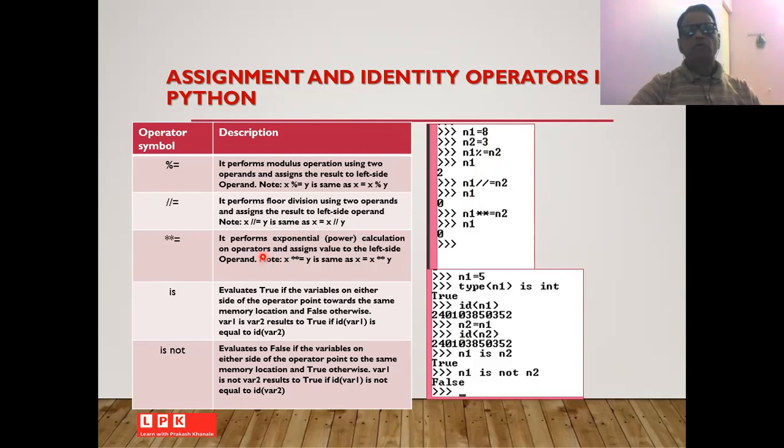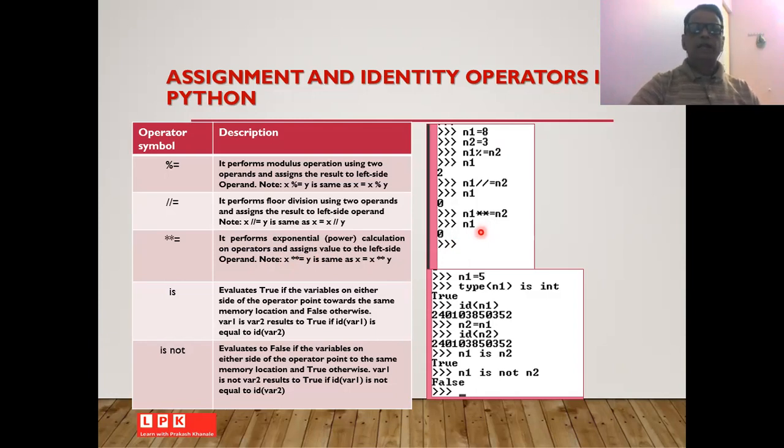Double star equal to will perform the exponential calculation on the operands and will assign the value to the left hand side operand. So x double star equal to y is the same as x equal to x double star y. So n1 double star equal to n2 will get the result n1 is equal to 0.